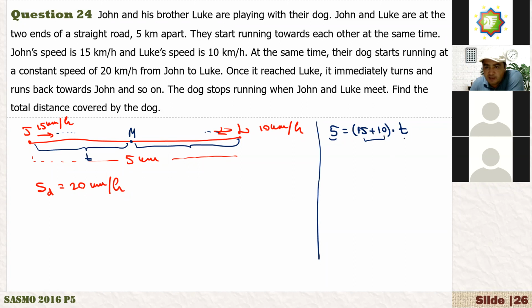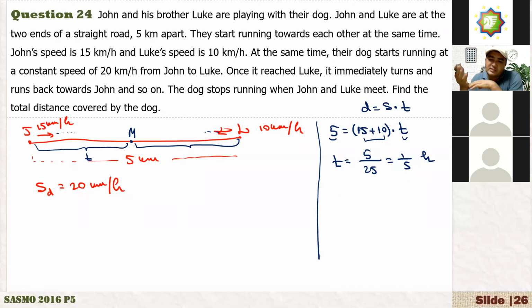This is their speed and time, because we know that distance is equal to speed times time. They are running towards each other, that's why we are adding their speeds. Now what is t? t equals 5 over 15 plus 10, which is 5 over 25. If you simplify this, that's equal to 1 over 5 hours.